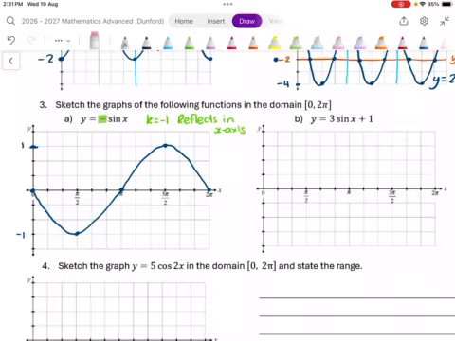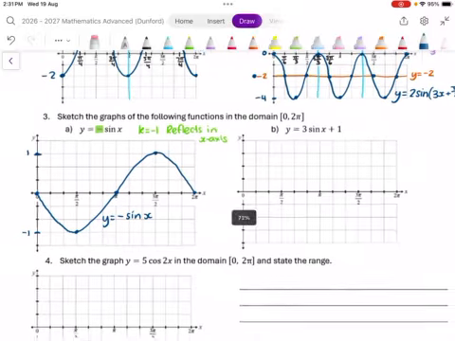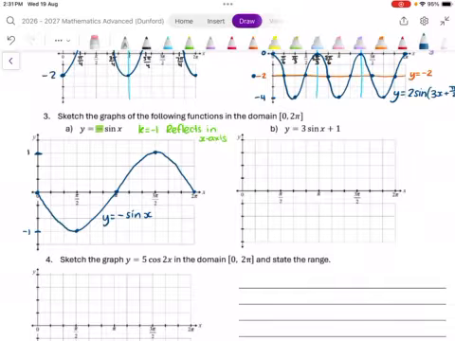Okay, any questions for A? No? So that's y equals negative sine x. Okay, now we're going to sketch y equals 3 sine x plus 1. What does that 3 tell me? It tells us our amplitude, or k equals 3. And what does that plus 1 tell us?